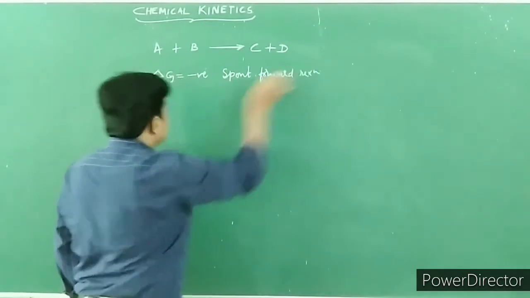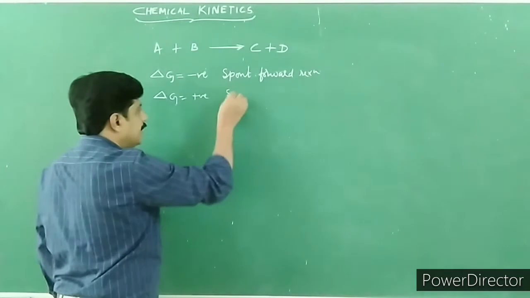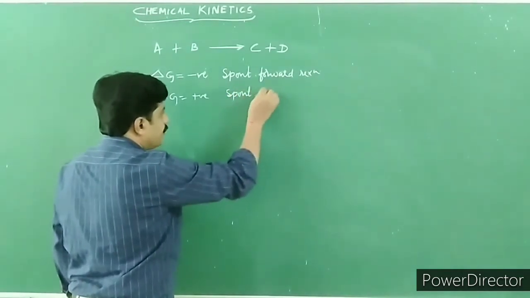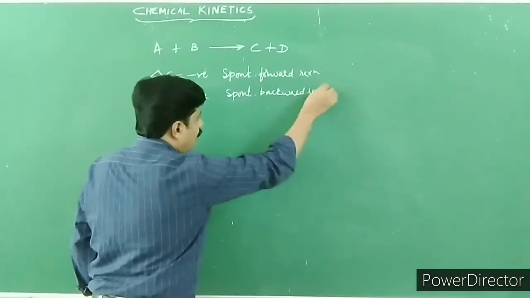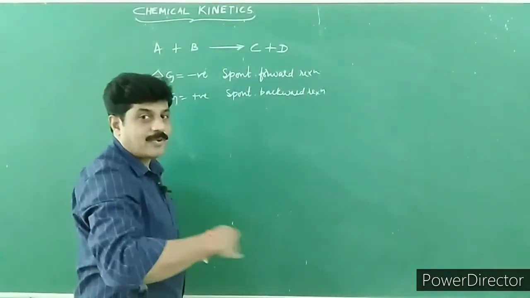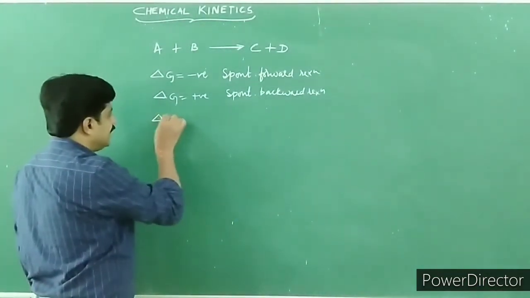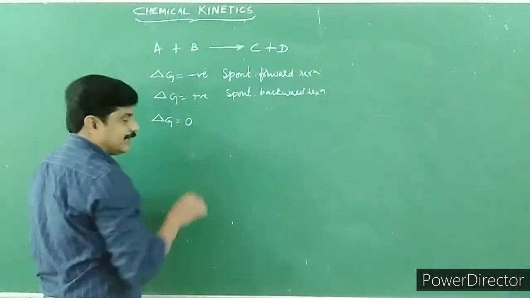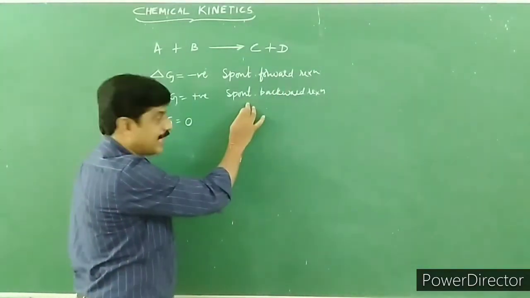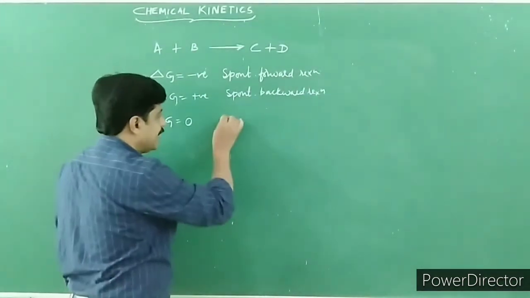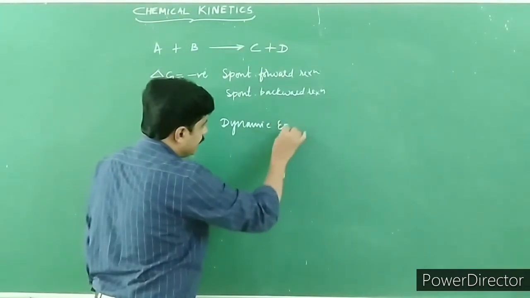reaction. If delta G is positive, then spontaneous backward reaction, or we can also say that non-spontaneous forward reaction. Children, if delta G is equal to 0, that means neither spontaneous forward nor spontaneous backward, but the reaction is in dynamic equilibrium. Dynamic equilibrium.